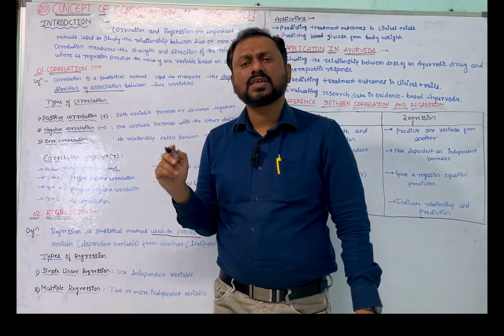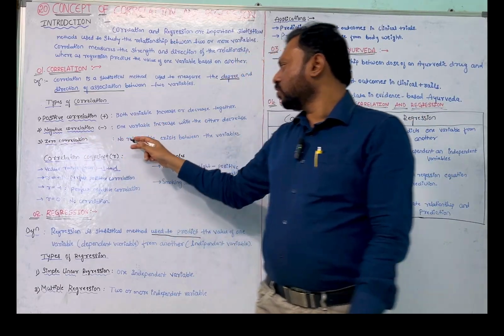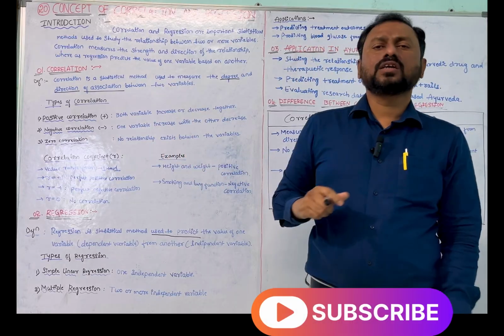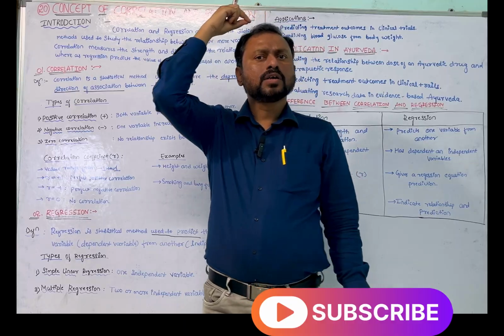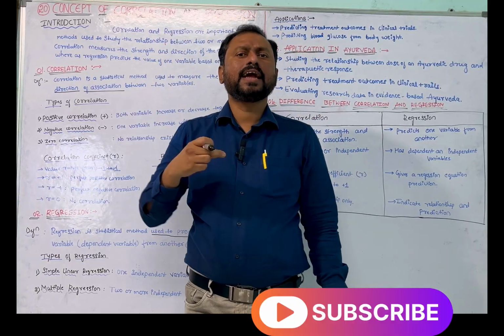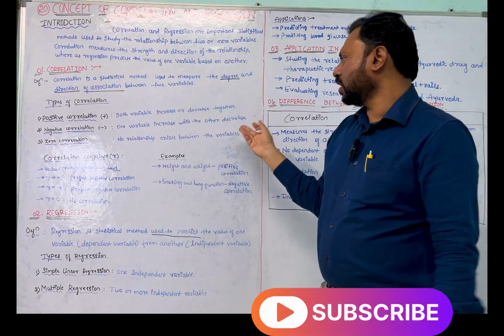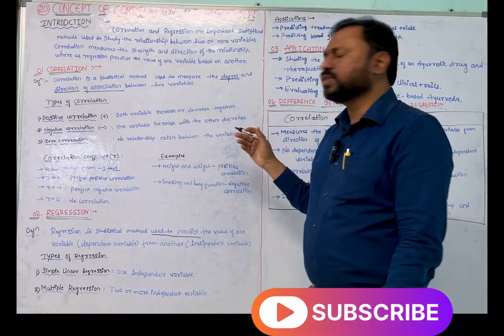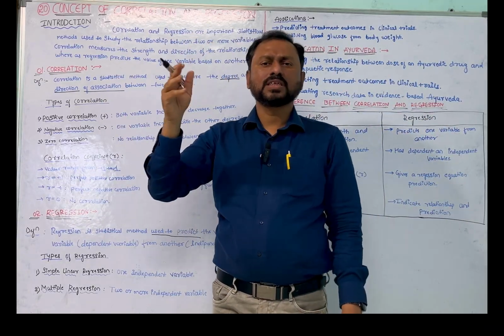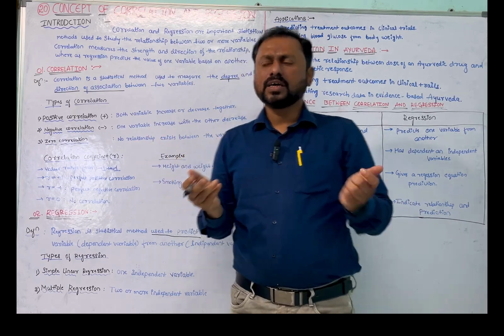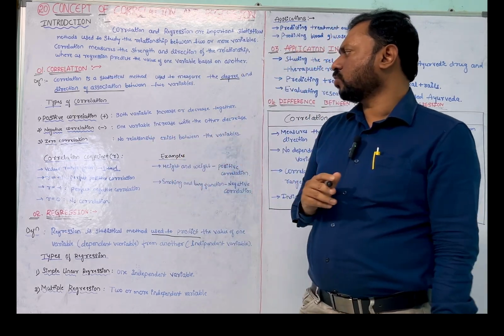The third one is zero correlation, where no relationship exists between the variables. Suppose we consider hair color and diabetes. There is no correlation here, no relationship between the variables. Hair color changes from person to person, but there is no relation with diabetes. This is called zero correlation.